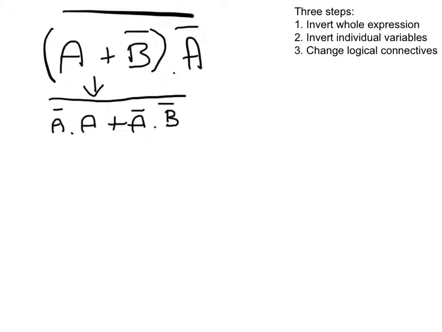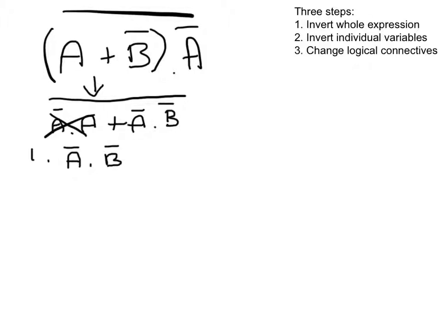And when you have not A and A, those 2 expressions cancel each other out, so we can just forget that. So that's actually a lot more straightforward for us to work with already. And we're going to invert the whole expression, which just involves removing this not bar from the top. So that's just going to leave us with not A and not B.